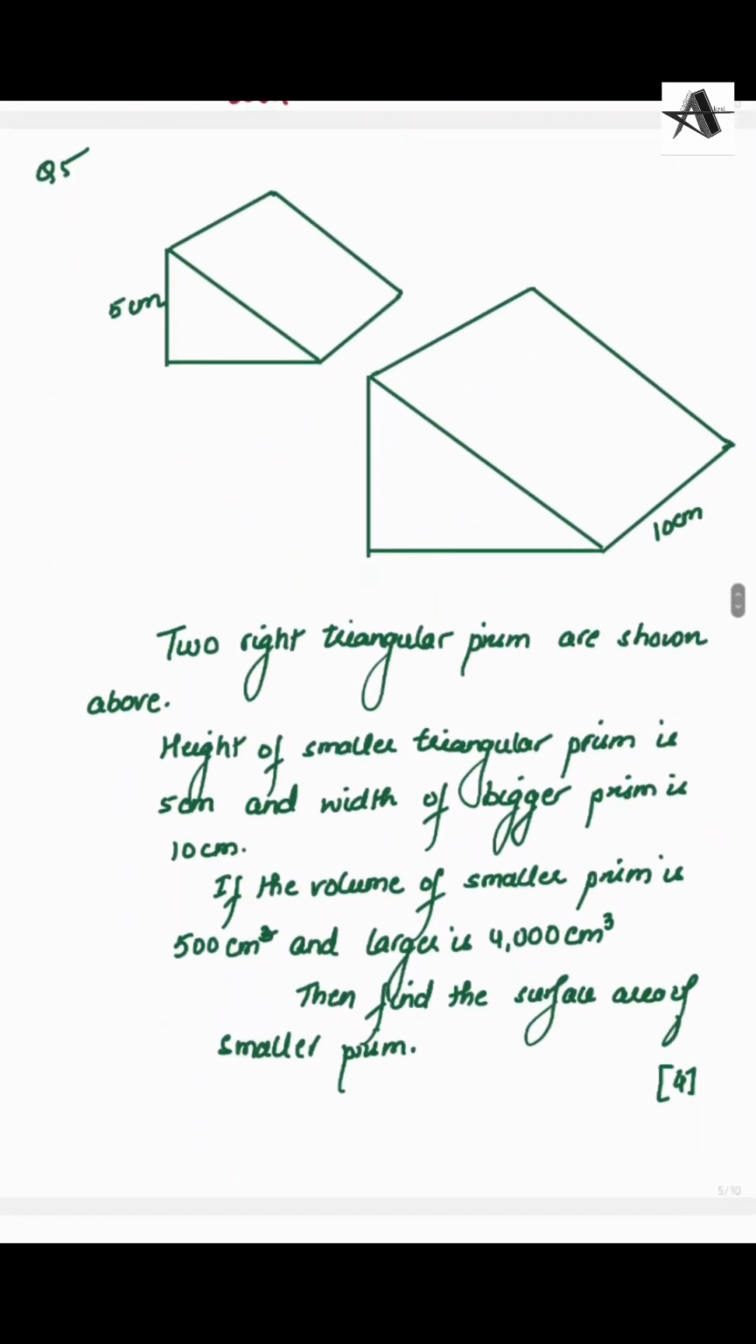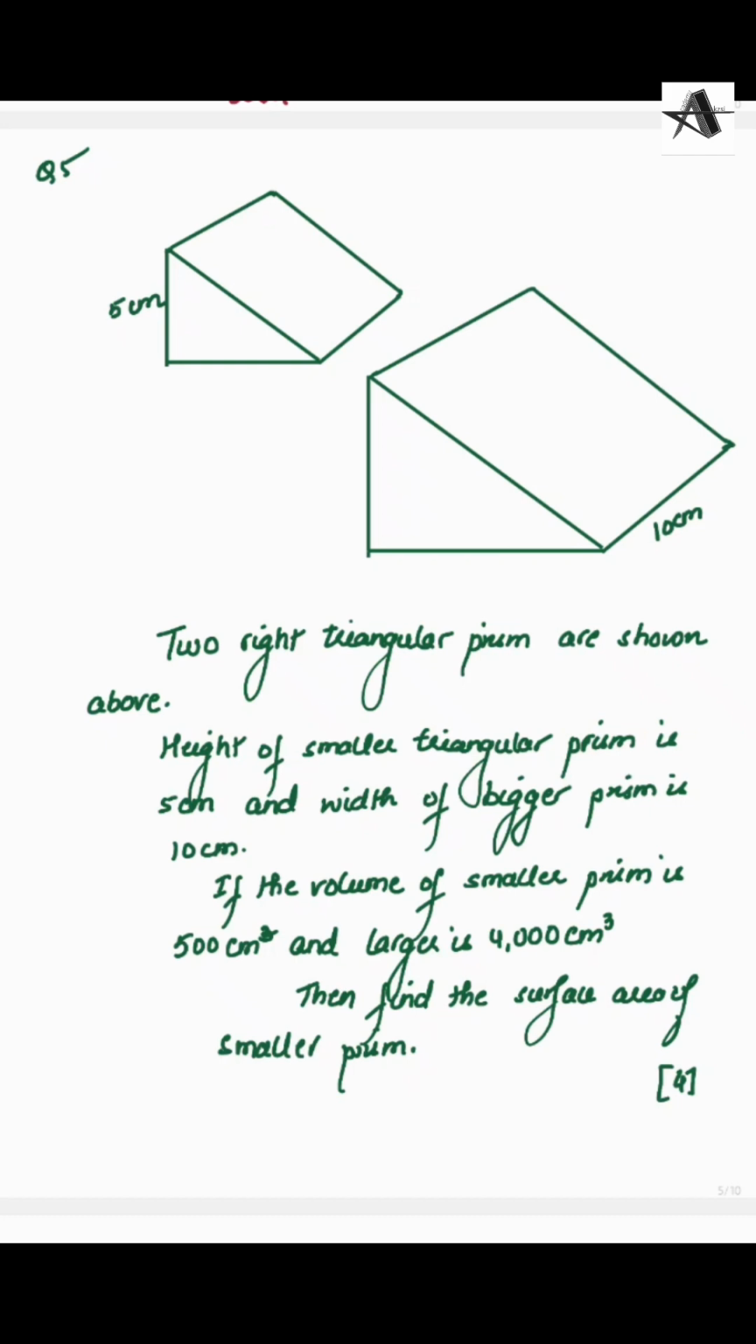Question 5 says, two right triangular prisms are shown above. Height of the smaller triangular prism is 5 centimeters and width of the bigger prism is 10 centimeters. If the volume of the smaller prism is 500 centimeters cubed and larger is 4000 centimeters cubed, then find the surface area of the smaller prism.